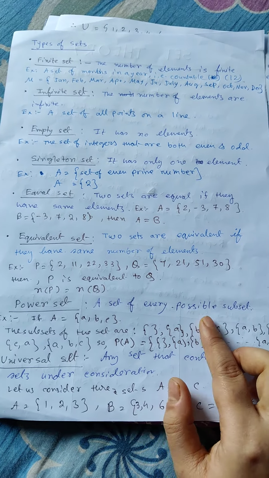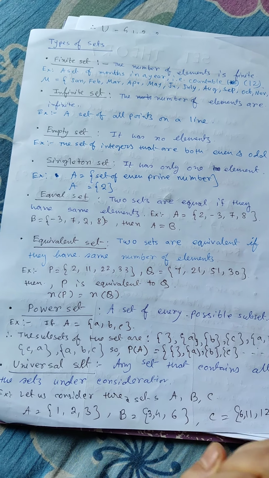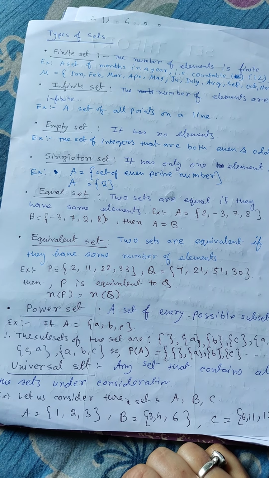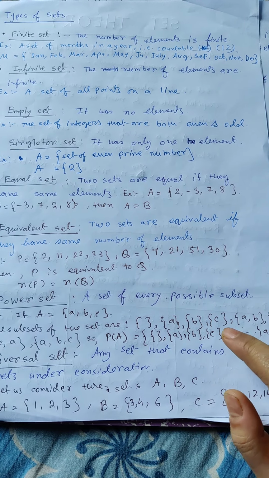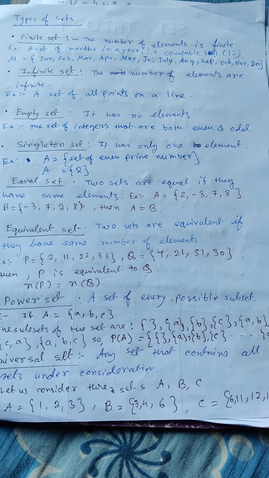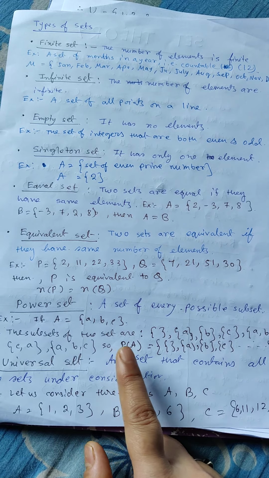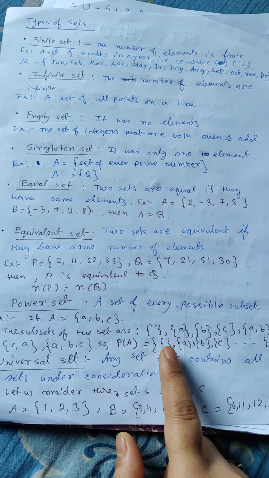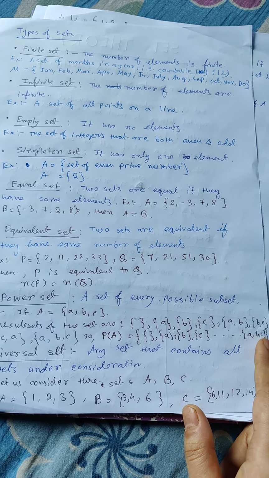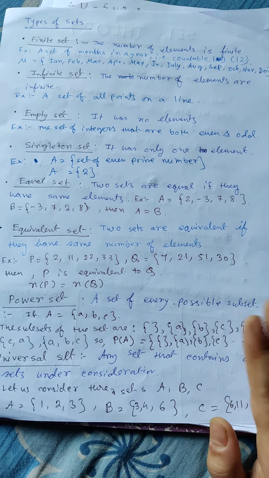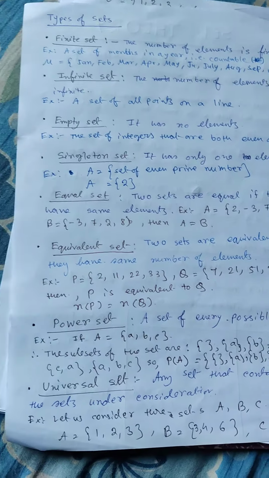A set of every possible subset. If A equal to {A, B, C}, then the subsets of the set are the null set, {A}, {B}, {C}, {A, B}, {B, C}, {C, A}, {A, B, C}. The proper subsets include the null set and all the possible subsets like A, B, C up to ABC, and about the numbers here, in the next video I will explain the cardinality. Okay.